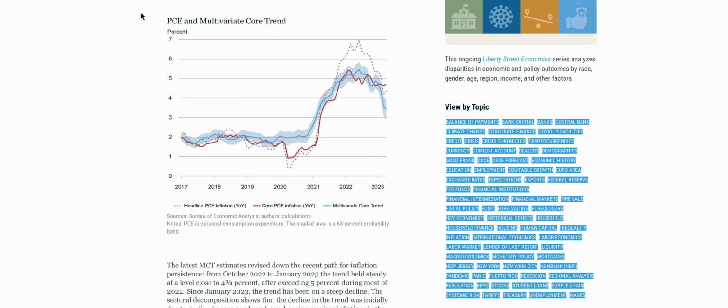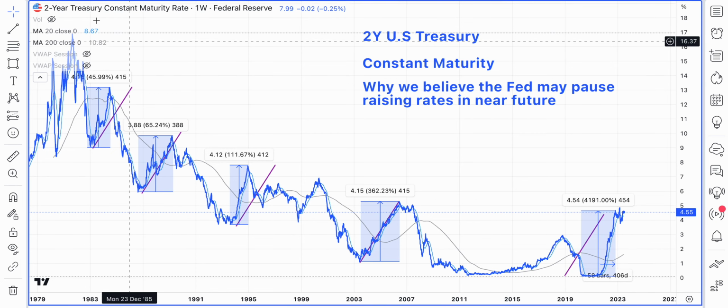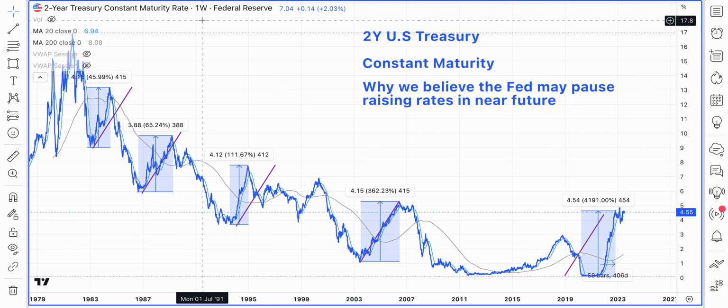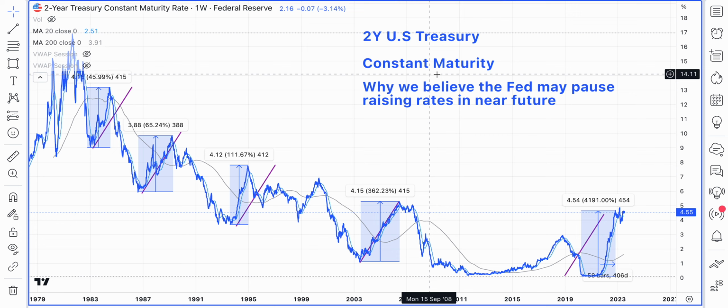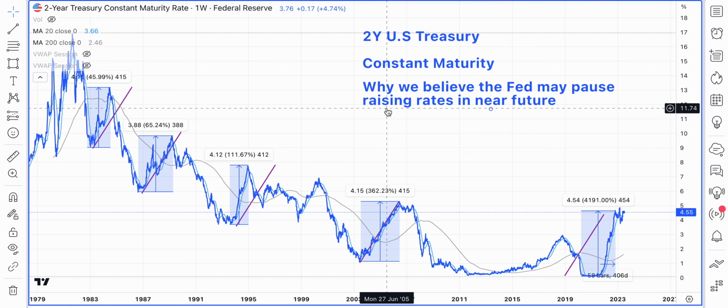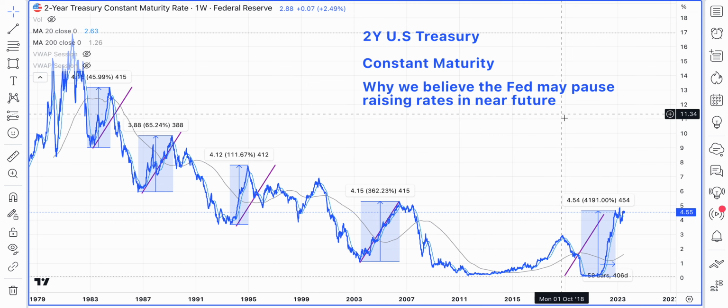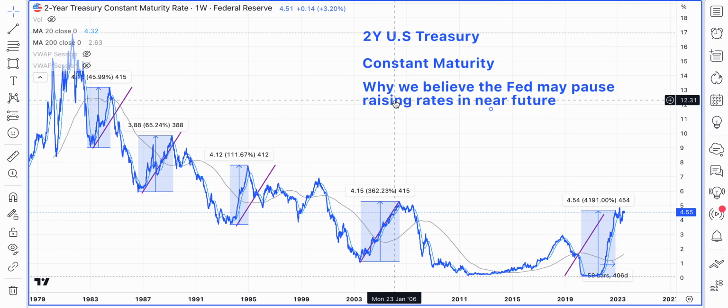So now I want to bring your attention to another chart. This is the chart of the 2-year Treasury constant maturity rate. I have broken it down to 1 week. Based on this chart, what I'm trying to say is why we believe the Fed may pause raising rates in the near future. I'm just looking at the historic chart going back to 1981, so that's a little over 40 years of data.